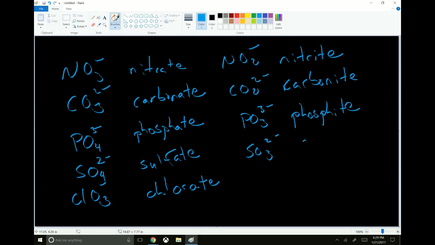SO3 2 minus would be sulfite. And finally, ClO2 1 minus is chlorite. Notice that they all have the same charge. NO3 1 minus, NO2 1 minus, 2 minus, 2 minus, 3 minus, 3 minus, 2, 2, 1, 1. So these oxoanions all have the same charge based on the element that it's bound to.